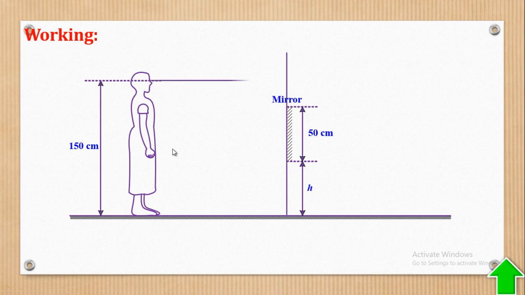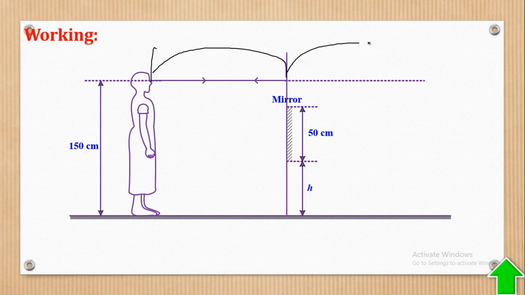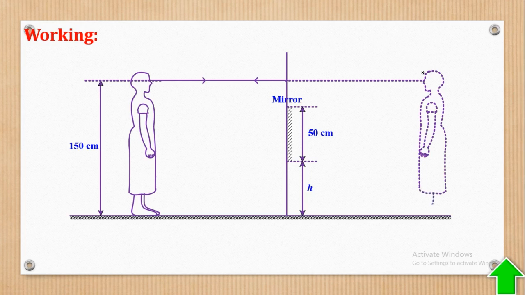First of all, we know that object distance is equal to image distance. Therefore, if from here to here is some distance, from here up to here is the same. And we know that the image is virtual, so we shall redraw the image which is virtual and laterally inverted. Virtual is drawn by dotted lines, so that's why the image has dotted lines. So this is distance x, this is also distance x.